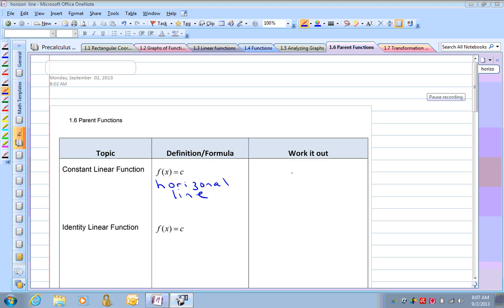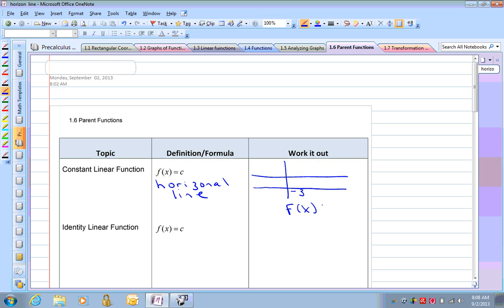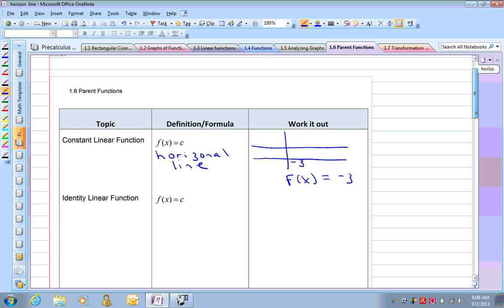Okay, so let's see. If we draw our axis, and it's a horizontal line, we'll make it down here. We're going to say that's at -3. The y value is -3, and we would write that constant linear function as f of x equals -3. And that's a constant linear function.